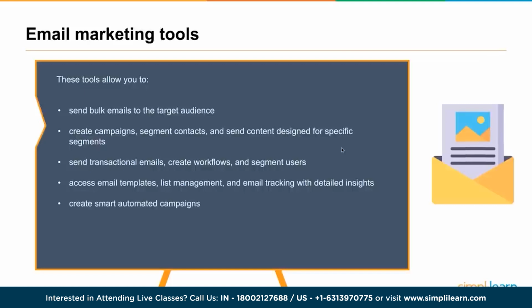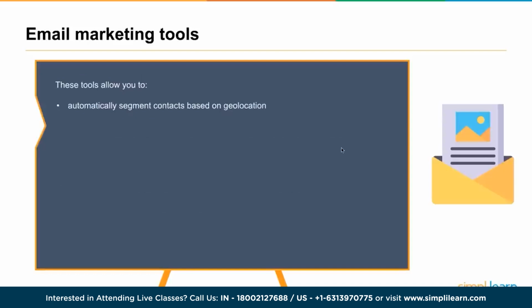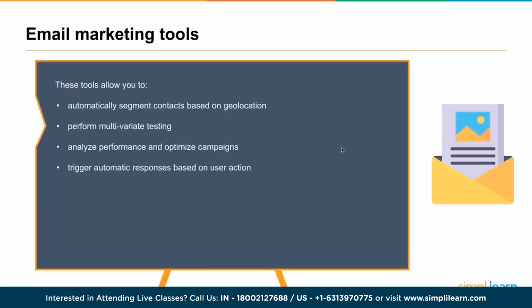You certainly want to create those smart automated campaigns, meaning you don't even have to send out the email. And then you want to have some flexibility to set up email delivery based on a specific time and day. These tools also allow you to segment contacts based on geolocation. You want to use a tool that allows for multivariate testing. Again, you want to analyze performance and optimize campaigns. You want to trigger automatic responses. Somebody purchases something, are you using a tool that will automatically send that email out? So these are all the reasons why you would use an email marketing tool.